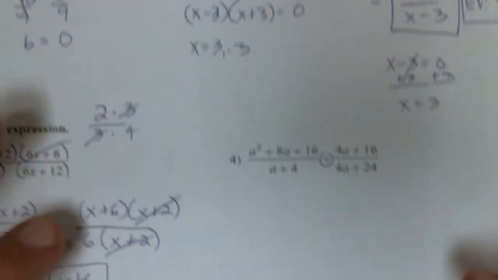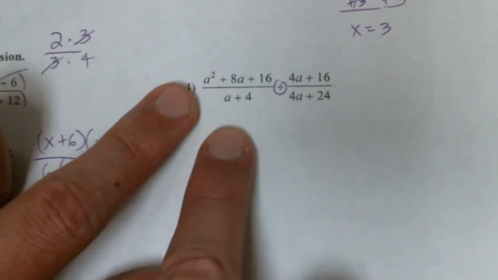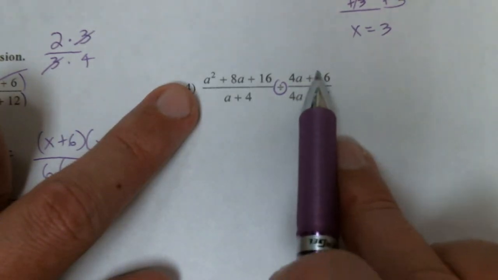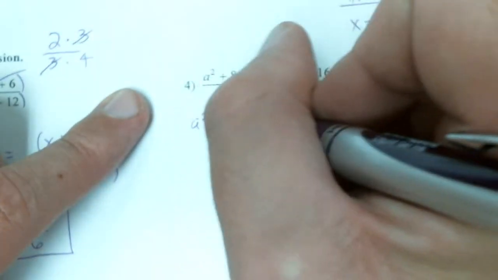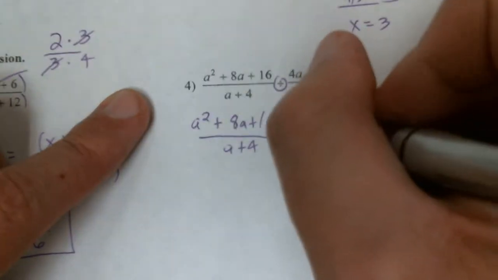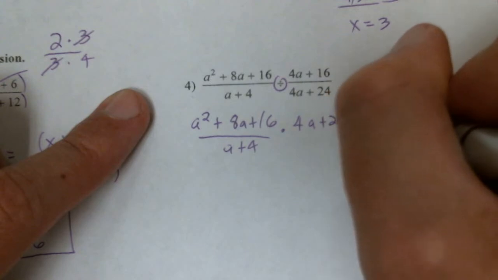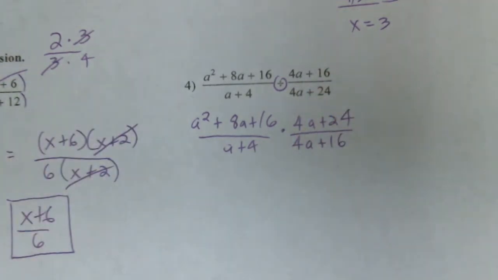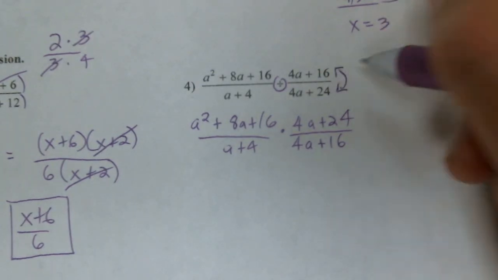Same thing down here. I could have stacked this fraction underneath here, but they've written it this way. So all I'm going to do is multiply by the reciprocal. I'm going to flip this second fraction. So I'm going to keep this first fraction, a squared plus 8a plus 16 over a plus 4, and now I'm going to multiply by the flip. 4a plus 24 goes on top, and 4a plus 16 goes on the bottom. Multiply by the reciprocal.